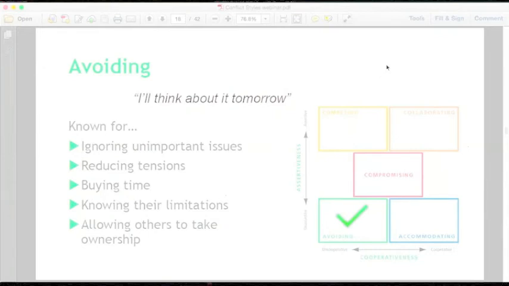The next one is avoiding. So avoiding is on the bottom. So you're uncooperative and you're unassertive. This would be considered the "I'll think about it tomorrow" people. They don't address conflict. They don't address it immediately anyway. They might be diplomatic, as some people might describe them. They sidestep to avoid the situation, and they might postpone for a better time.